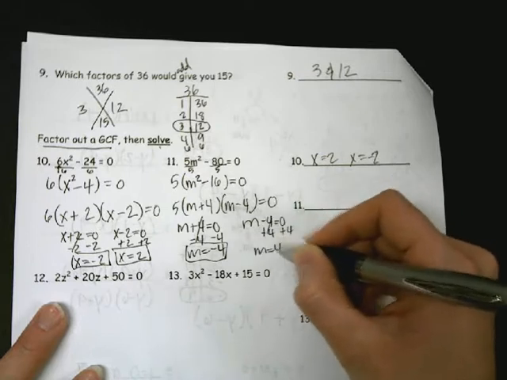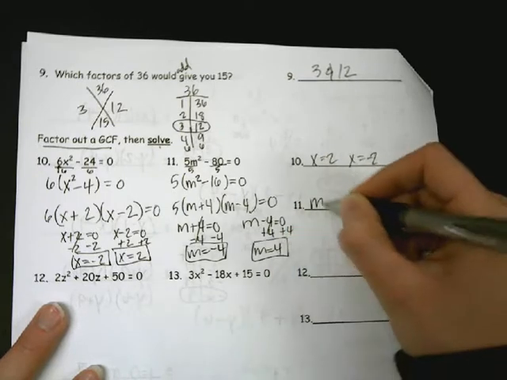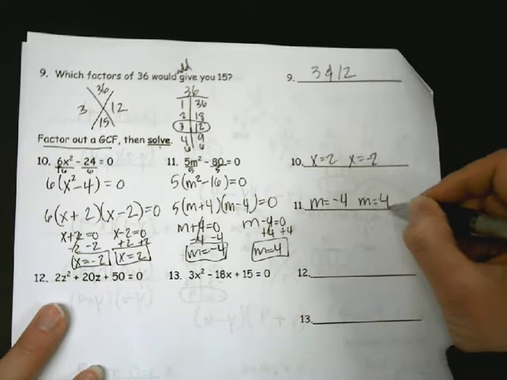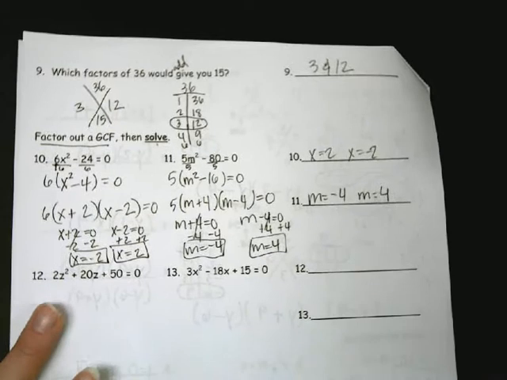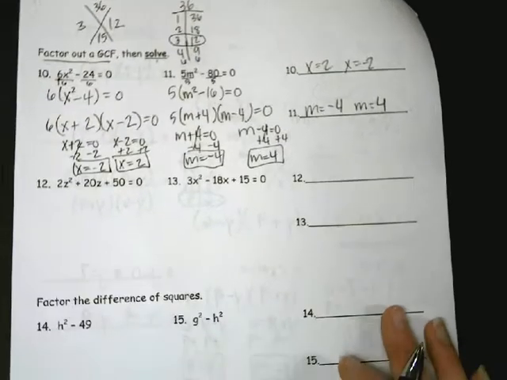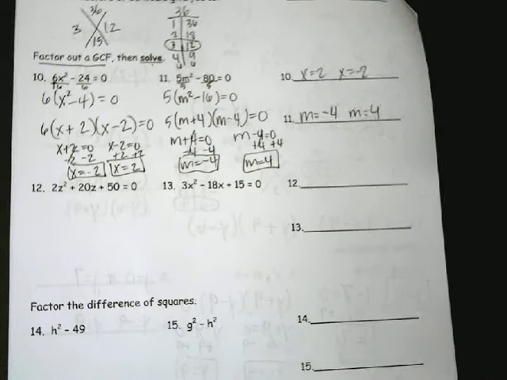And those are your answers, negative 4 and positive 4. Number 12 and 13 are just a little bit more complicated. All you're going to do is have to factor out the GCF first, then factor the entire problem.